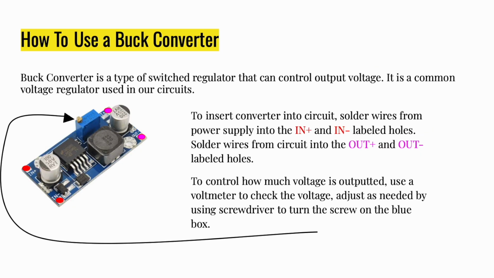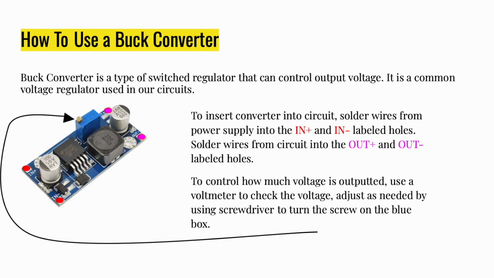One type of switched regulator commonly used in the exhibit was a buck converter, which can be used to step down the output voltage. To insert the converter into a circuit, you have to solder the power supply's voltage output into in positive and its ground into in negative. Then solder a wire from out positive to where the voltage is needed and out negative to the circuit's ground.